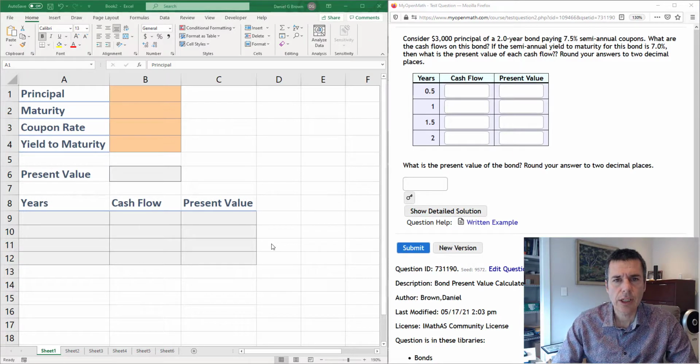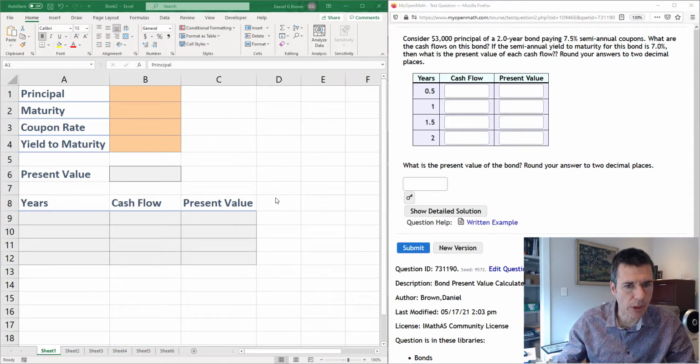In this video, we are going to take the present value of a bond position. So this is $3,000 principal of a 2-year bond paying 7.5% semi-annual coupons. We're going to find the cash flows on this bond, and then if the semi-annual yield to maturity for this bond is 7%, then we want to find out what the present value of each cash flow is, and then we want to find out the present value of the bond.